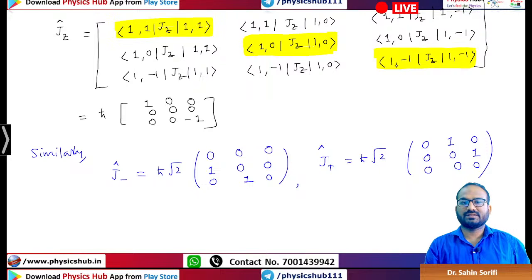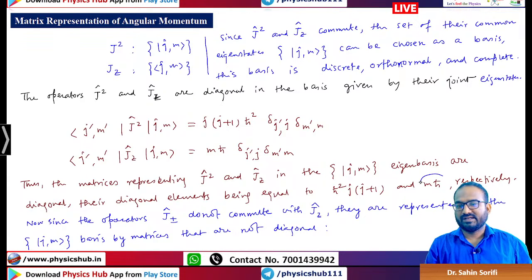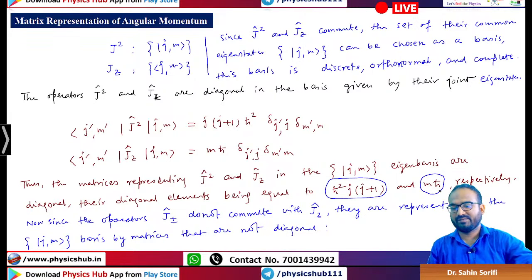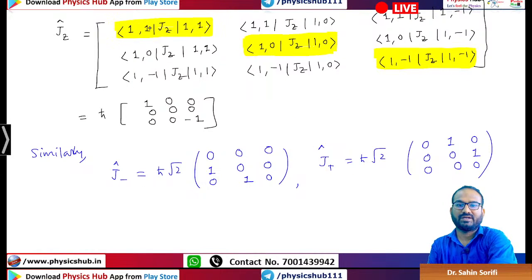Minus 1, because you see, JZ, what is the value JZ gives? MH cut, right? For JZ it is MH cut, and for J square it is J into J plus 1 H cut square. So it depends on MH cut. Here it was decided by J value. So 1 into 1 plus 1 H cut. Here everywhere J equals 1 was there. But here you see, M is equal to 1, so 1 H cut. Here M equals 0, so 0 H cut, and here M equals minus 1, so minus 1 H cut. If we take H cut common, so here H cut, 0 H cut, minus 1 H cut, that is why minus 1 is coming.